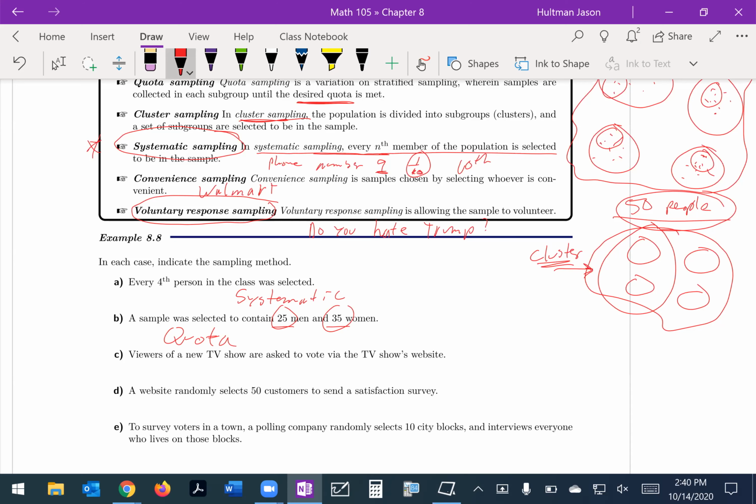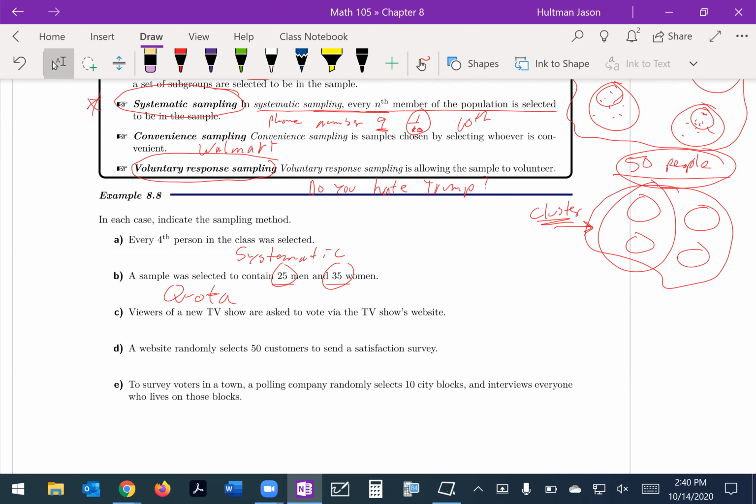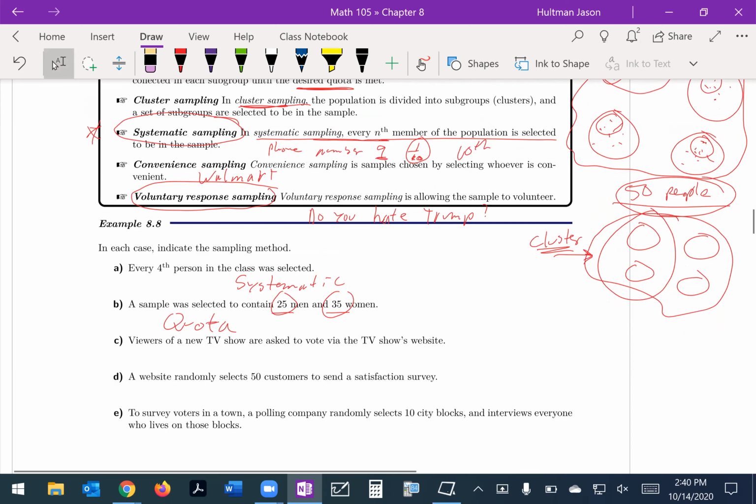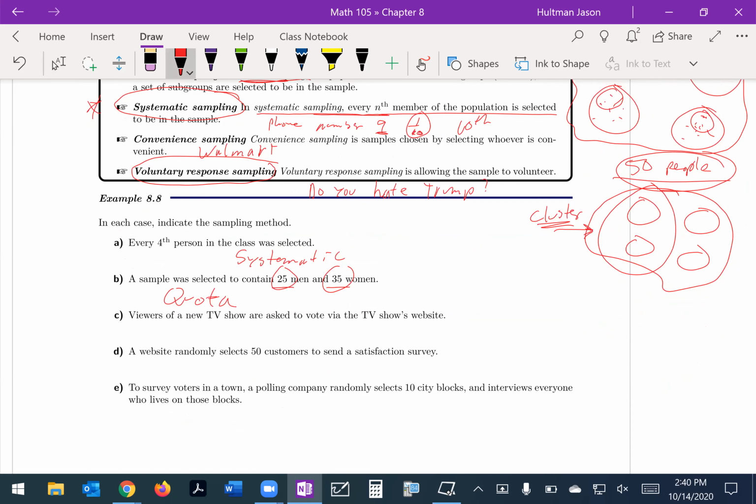C, viewers of a new TV show are asked to vote via the TV show's website. So I would say this is voluntary. I don't think that people are being forced to do this. Viewers of a TV show are asked to vote. Well, you don't have to vote, you're not being forced to vote, so I'm going to say this is voluntary.